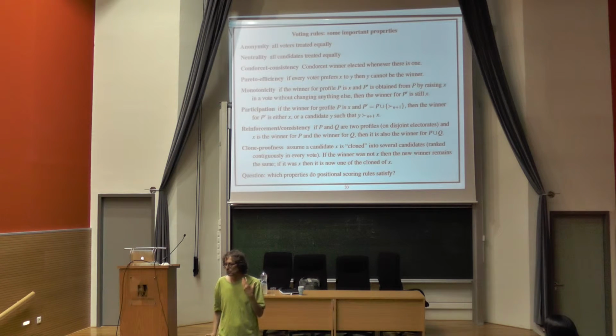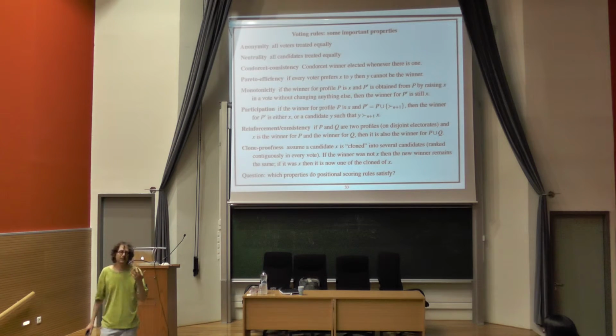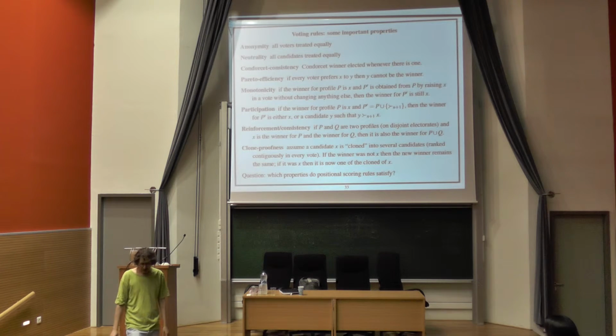One question, to see if you got it. Take these positional scoring rules, such as plurality, Borda, veto, and k-approval, and tell me which of those properties are satisfied by these rules. I can help you by saying that for each of these properties, either all positional scoring rules satisfy it, or none of them do. So the answer is always yes or no. It's never sometimes. Well, anonymity and neutrality, that's obvious.